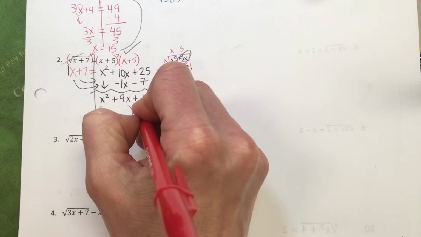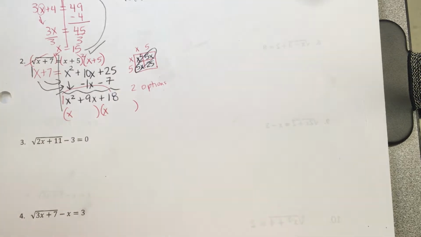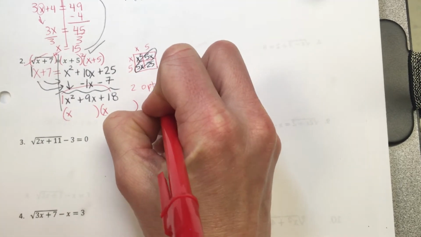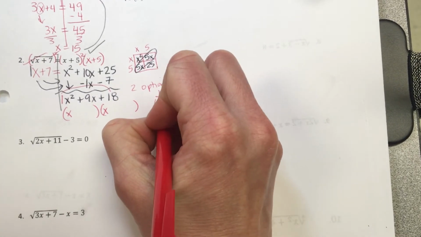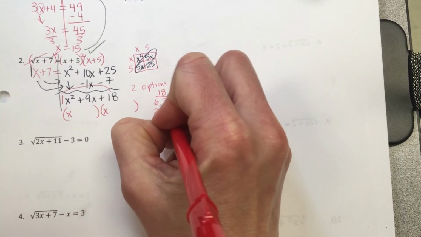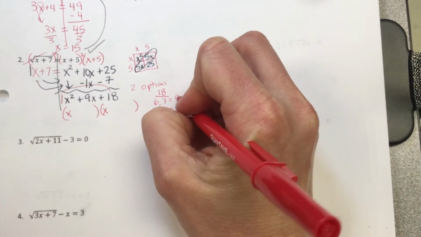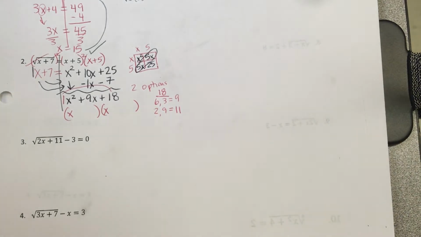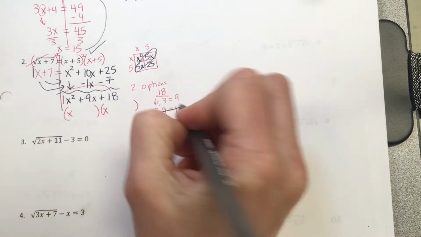So x and x. All right, and there's a 1 here. What's 1 times 18? 18. Okay, what are some things that multiply to give you 18? 6 and 3. What else? 2 and 9. That's what a lot of you would have thought of first. 6 plus 3 is 9. 2 plus 9 is 11. Which one do I want? The one that gives me this middle number 9. Okay, so I want the 6 and the 3.